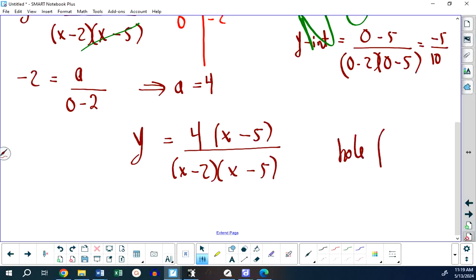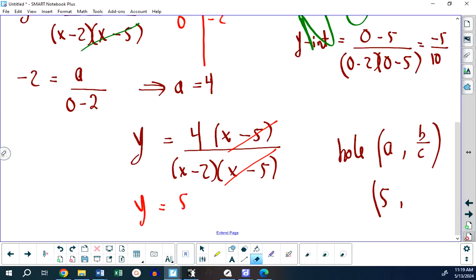And just so I don't have to scroll back up, can you double check to make sure that that's the format of the question for the hole? So where's the hole? It's at 5, comma, put 5 in for x into whatever's left to find the y-coordinate of the hole. But boy, we had a long way to go just to get to there. So what are we going to have? Y will be equal to 4 over 5 minus 2, well, that's 4 over 3.